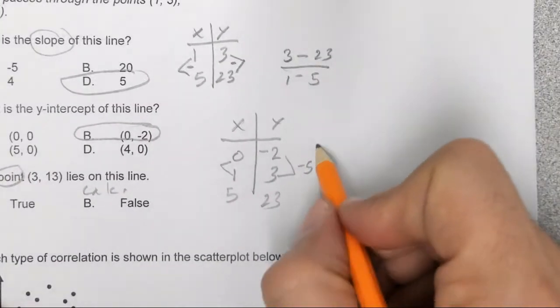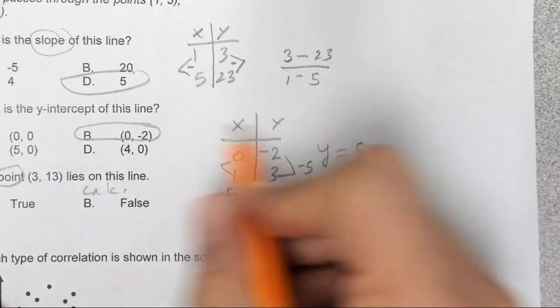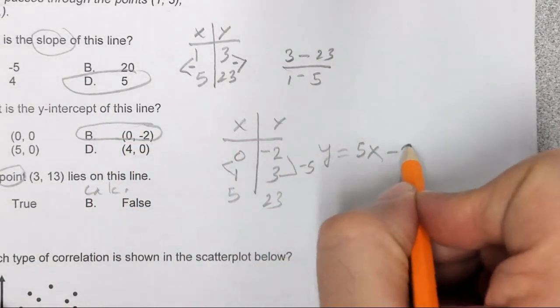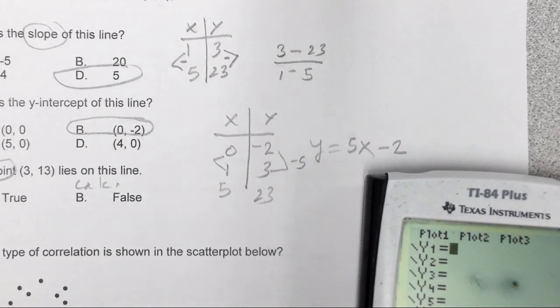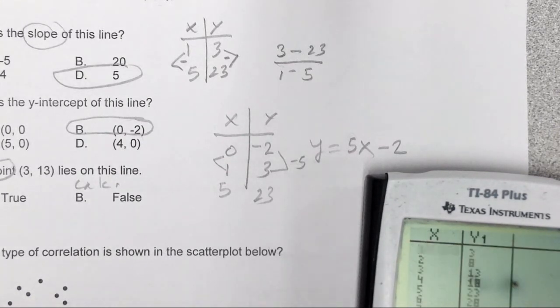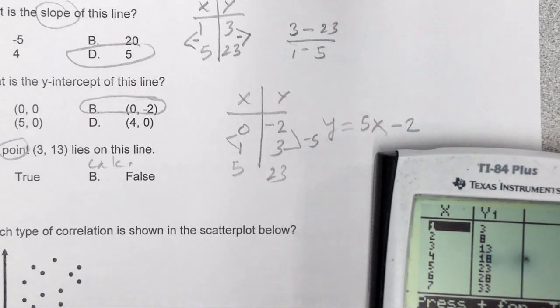So we have the slope is 5. We have the y-intercept is negative 2. So now I go to my calculator. And you look at the table, and look and see if 3, 13 is there. It is.